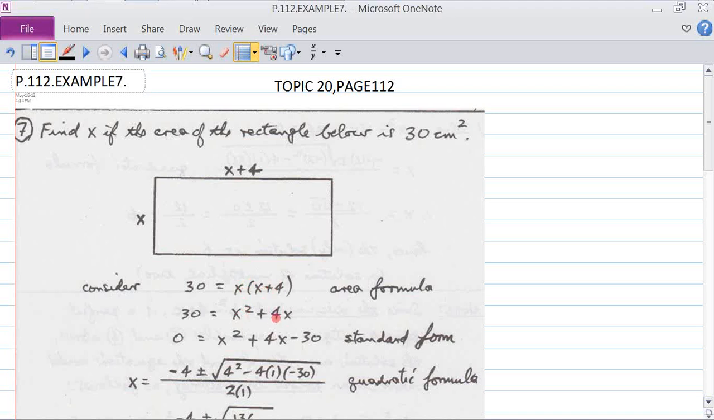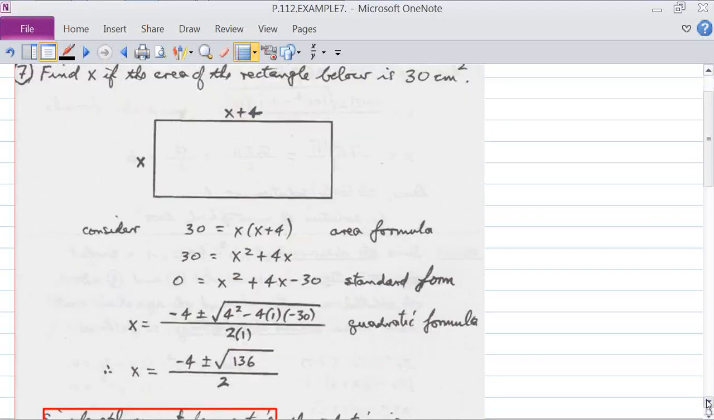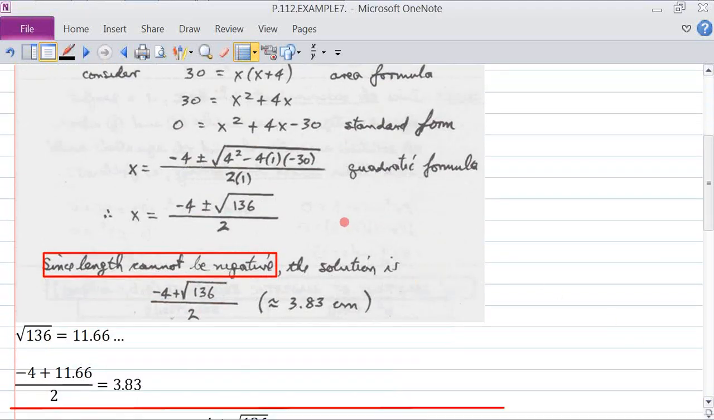So now we've got x times x gives us x squared. X times plus 4 gives us plus 4x. This is not in the standard form for a quadratic equation where we must have 0. So we're going to transpose this to the right side, and it's going to become minus 30. Now we've got it in the standard form. So in this particular case, we're going to use minus b plus or minus the square root of b squared minus 4ac. C is minus 30. A is 1. And b is 4. We're just putting that into the quadratic formula.